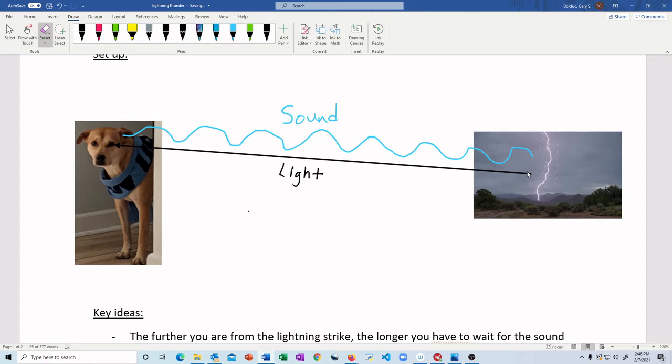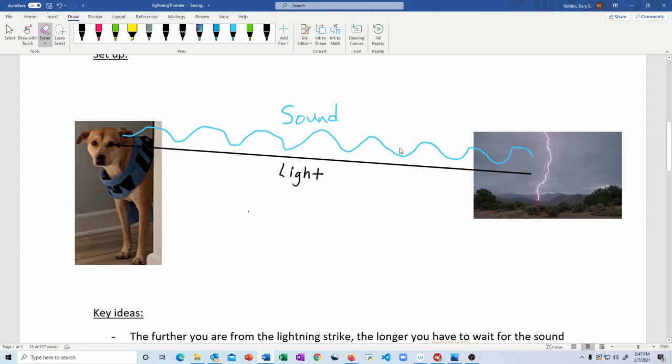So the lightning and the thunder are happening at the same time, but the sound takes a while to actually travel to your ears. That's why it's delayed, and that's what we need. We're going to use the delay of the sound wave to figure out how far it had to travel.